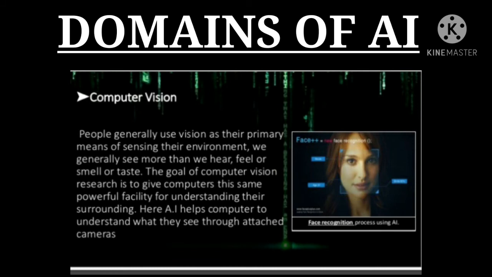So what is CV, children? Computer vision, which works towards the development of AI systems which will be able to perceive the human world as human beings do. For example, face recognition. So the second domain is CV, which stands for computer vision.